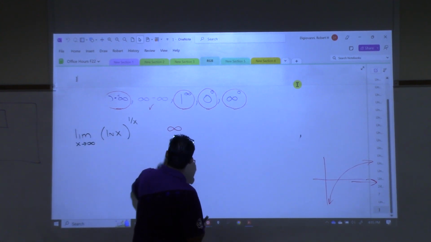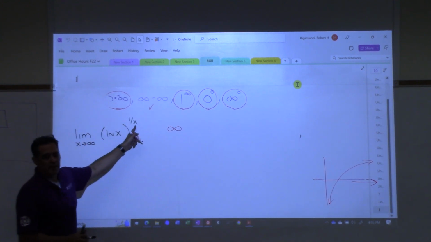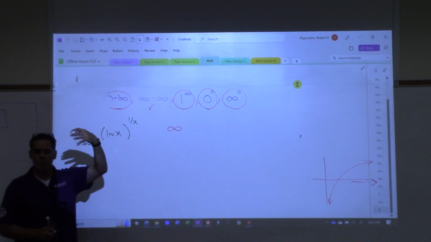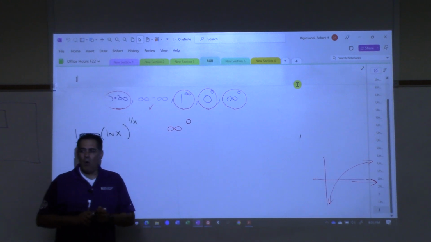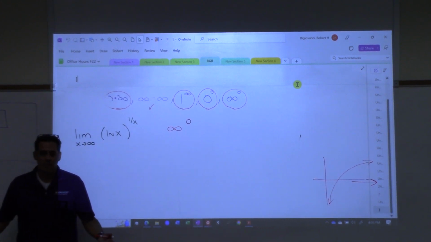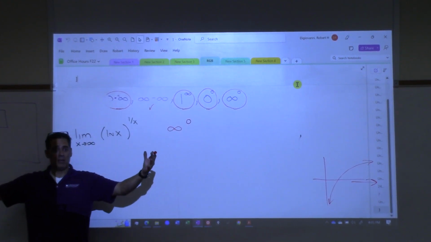Where's the exponent headed? 1 over infinity. What's 1 over infinity? Or a fixed number over huge? 0. So we have infinity to the 0. Why is that an indeterminate form? The base is like, I want to be big, right? I want to be big.